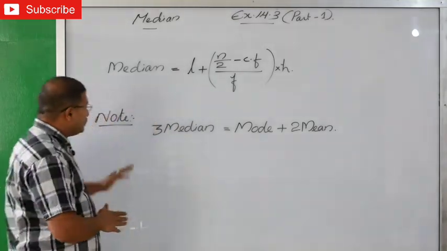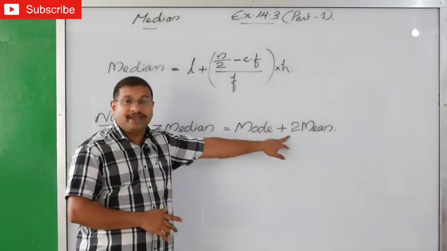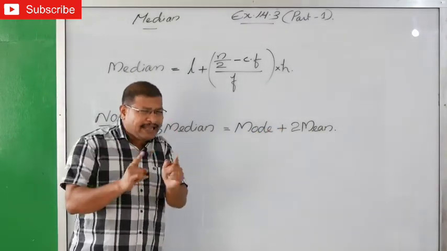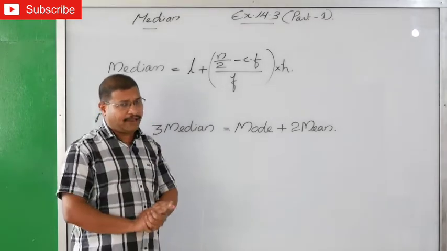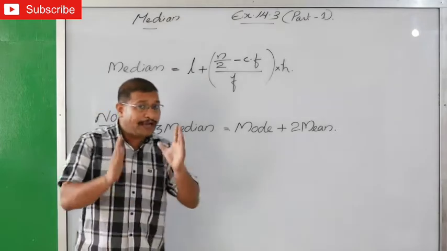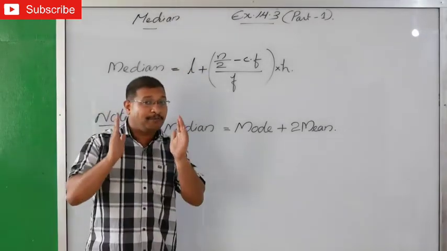Second one: 3 median equals mode plus 2 mean. So this equation you have to learn by heart before starting exercise 14.3.